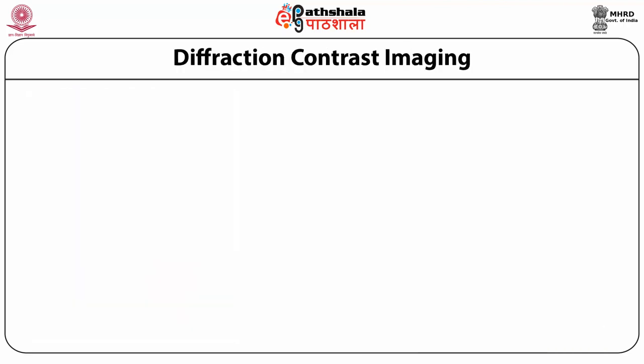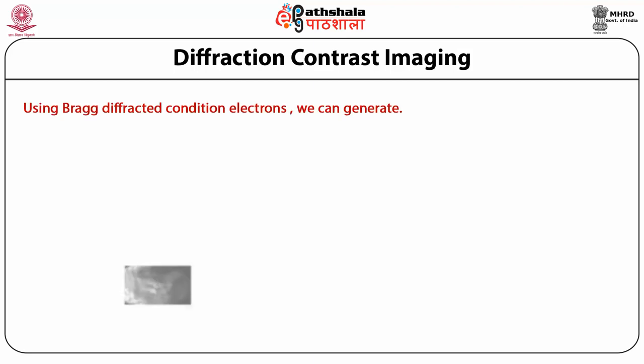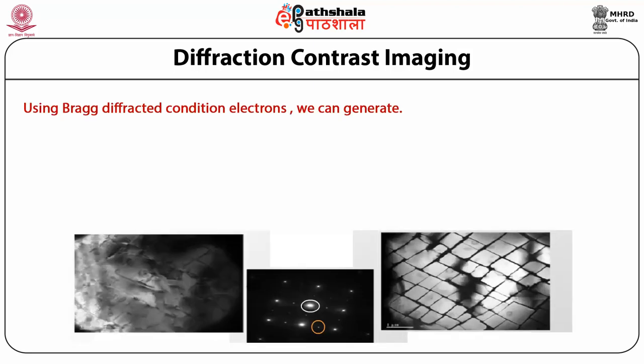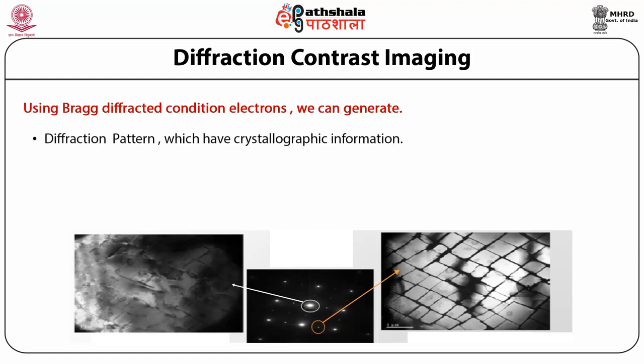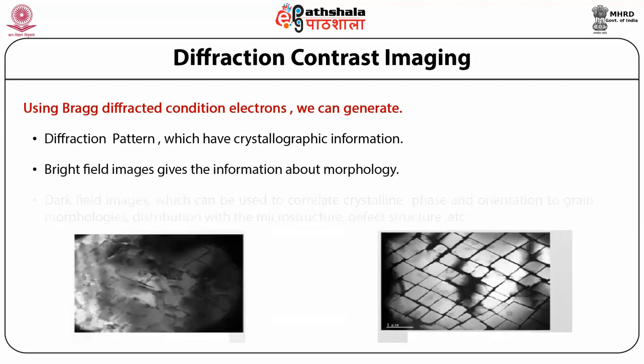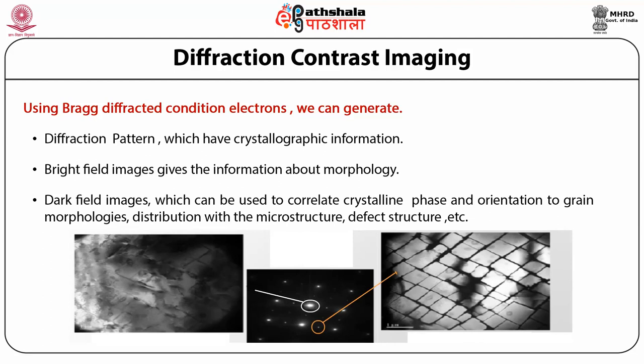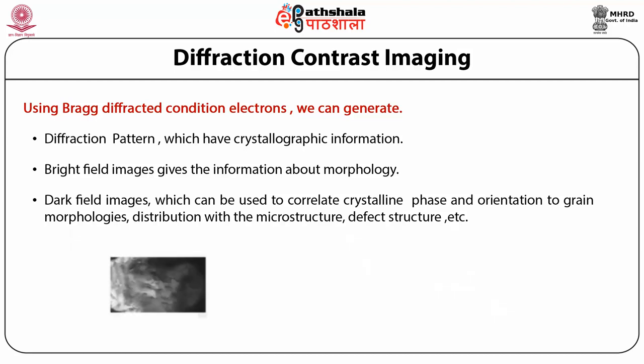There is a possibility of developing contrast images. Using bright field diffraction conditions, electrons can generate a diffraction pattern which has crystallographic information. Bright field images give information about morphology. Dark field images give the correlation of crystalline phases, orientation of grain morphology, distribution with microstructure and defect structure, etc.